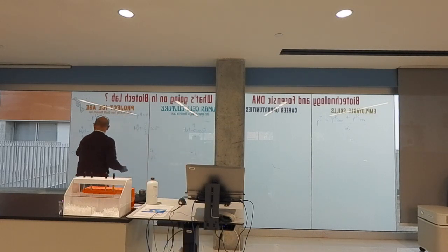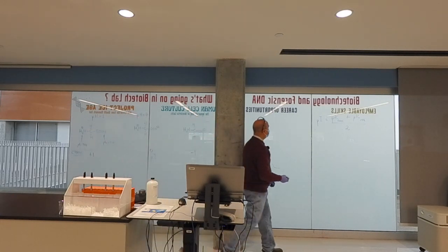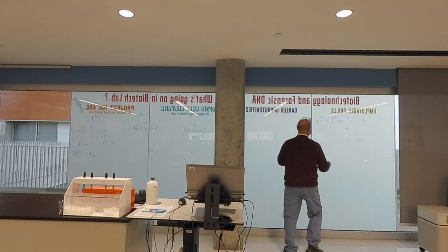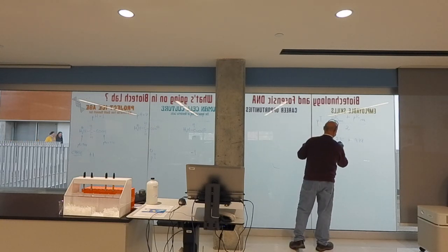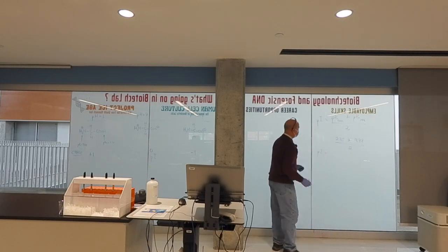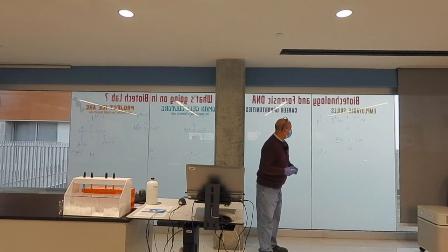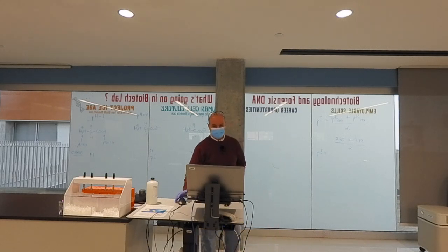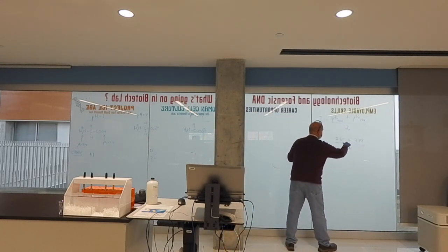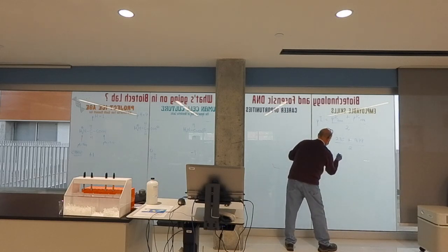So 9.78 plus 2.35 divided by 2. What does that give you? 6.1? 6.1. 6.06 maybe? Okay, so let's put it with the number of significant digits that we see here. So 6.06.